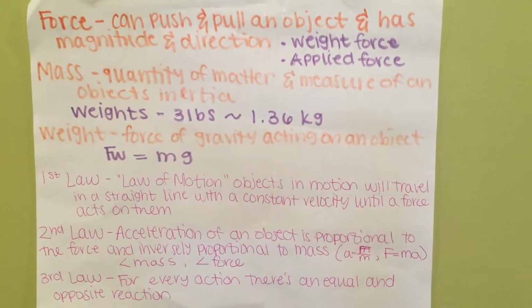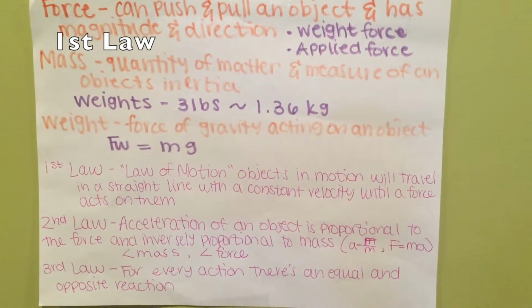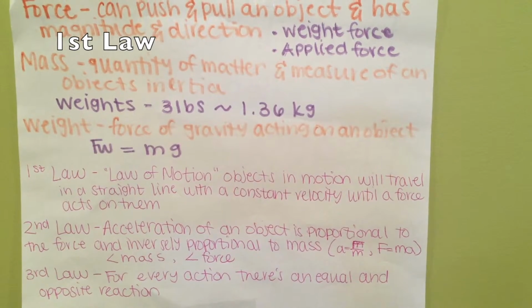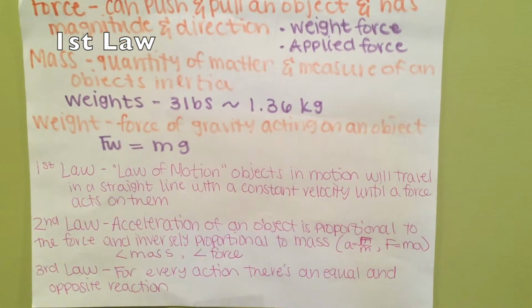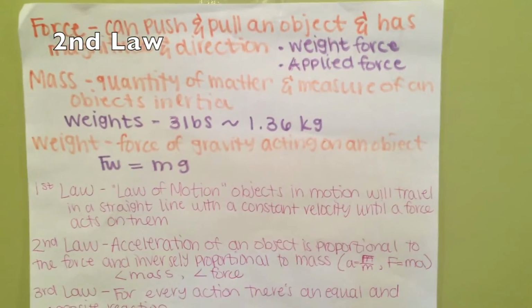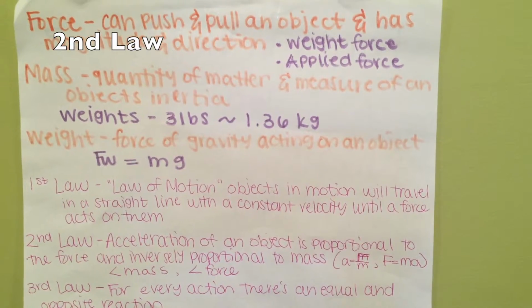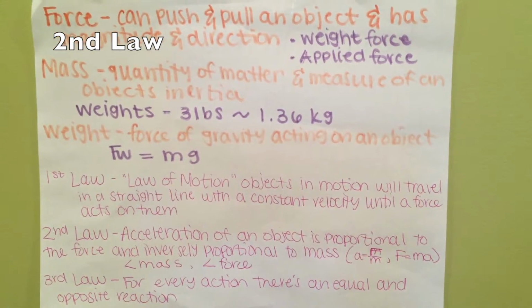Newton's laws: using the first law, the law of motion, objects in motion will travel in a straight line with a constant velocity until a force acts on them. In this problem, the weight would fall to the ground unless Shailee applies a force to counteract that. In the second law, acceleration of an object is proportional to the force and inversely proportional to mass, which is how we get the equation force equals mass times acceleration.